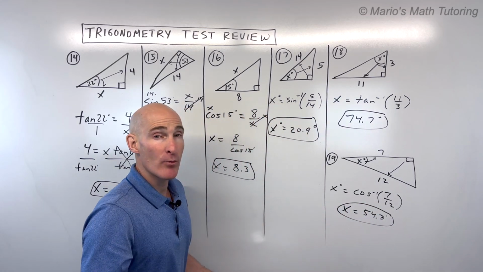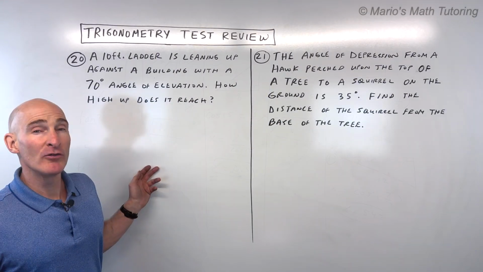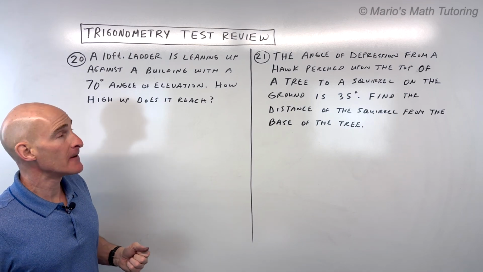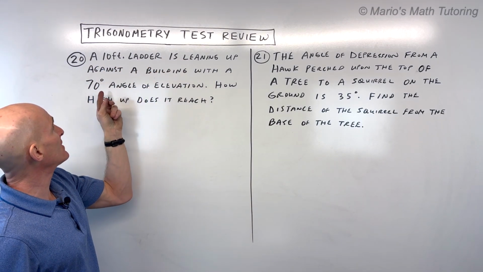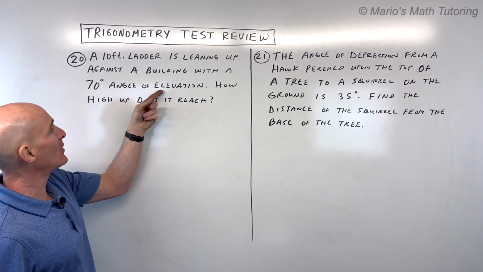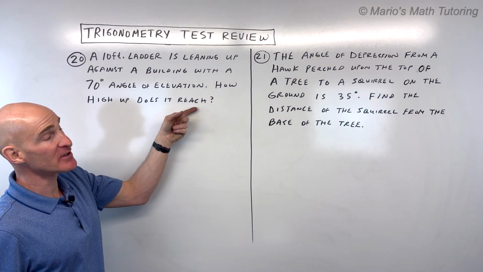Okay, let me erase the whiteboard. Let's do the next group of problems. Let's do a couple of word problems or story problems. So we've got a 10-foot ladder leaning up against a building with a 70-degree angle of elevation. How high up does it reach?